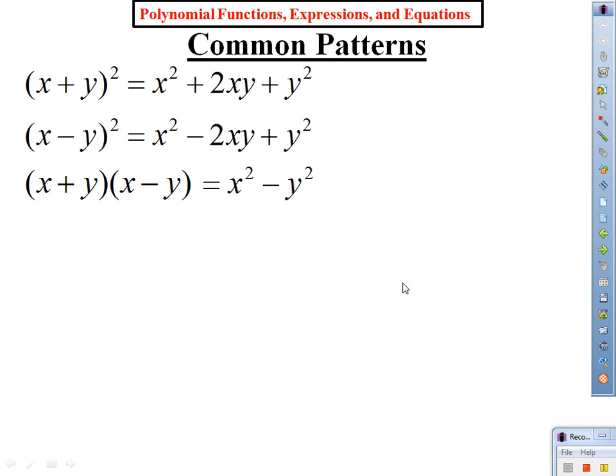So if that's true, look at this pattern. What would you call this? Tell your neighbor, please. Very good. Difference of cubes. Does it look like a difference? Yes. Do both of them have cube? Yes. If that's true, what would we call this?